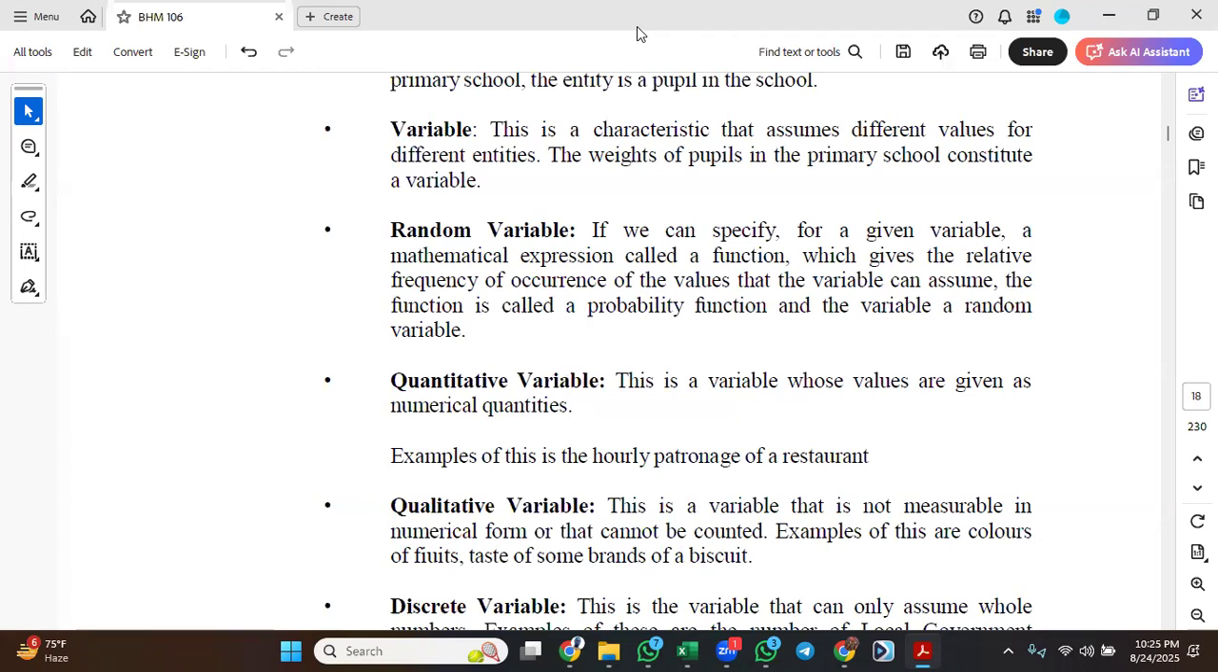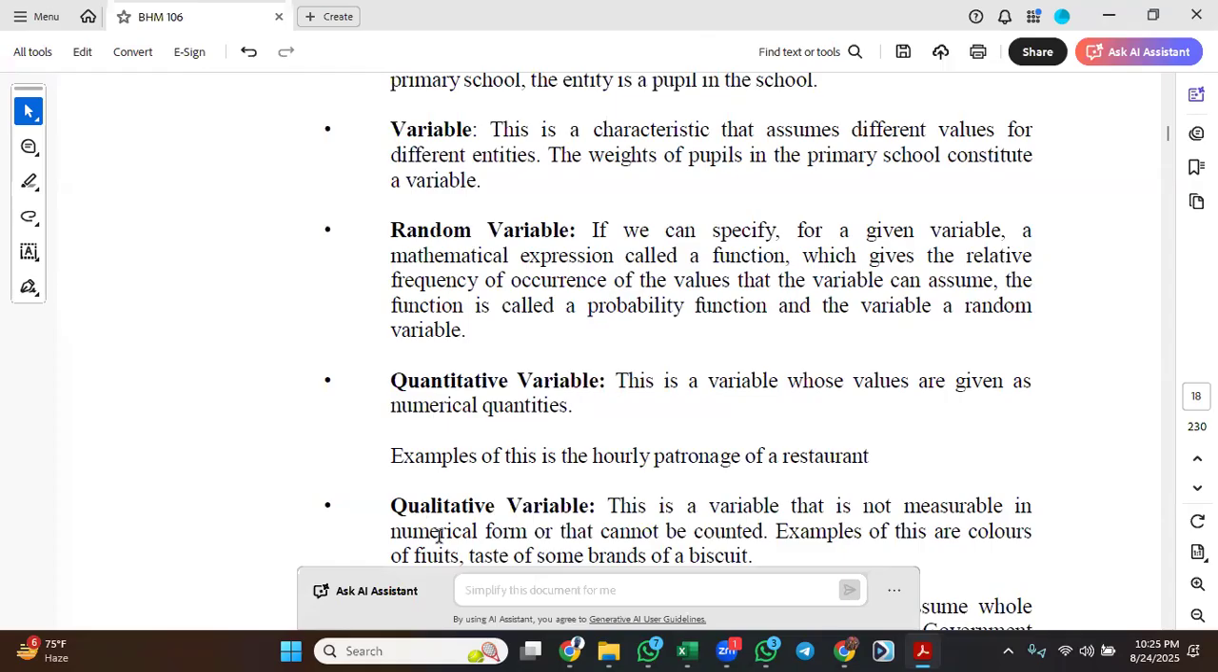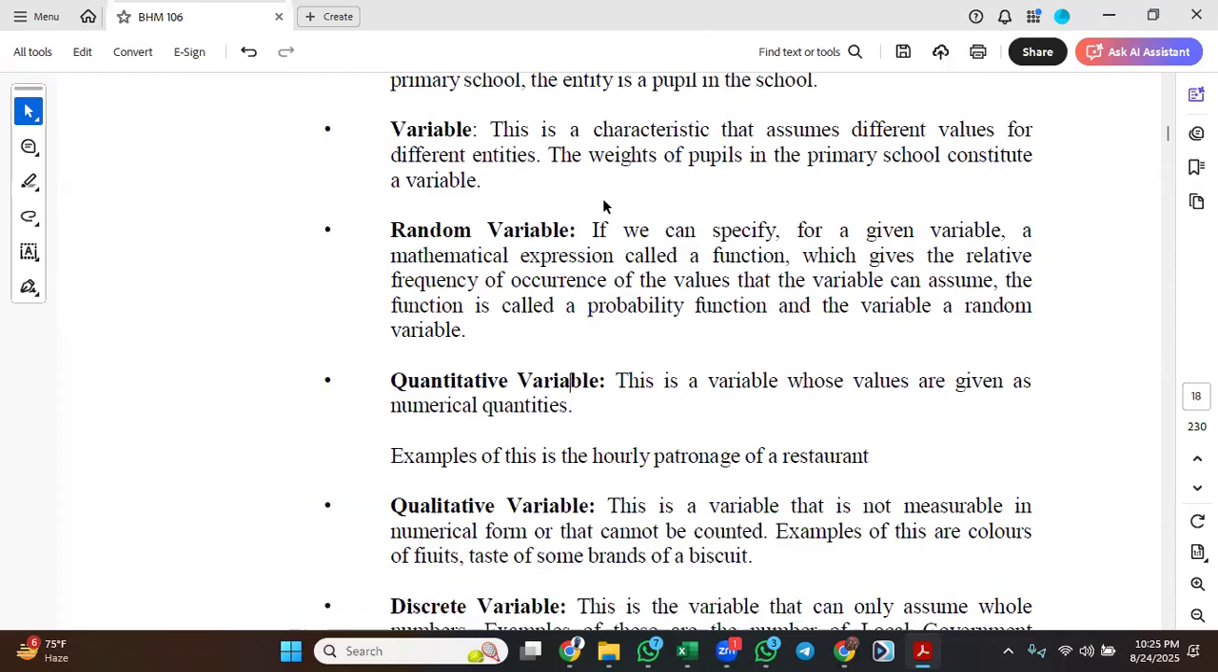So please note that, because we have been mentioning variable almost every other thing now. If you don't know what variable means, how will you understand all the random, quantitative, and qualitative that we're talking about? That's why I have to pause and go back, so that you know this is what variable means. That thing you want to check on your entity. In a very simple term, that thing that you are trying to check on your entity is that thing you are carrying out the observation on.